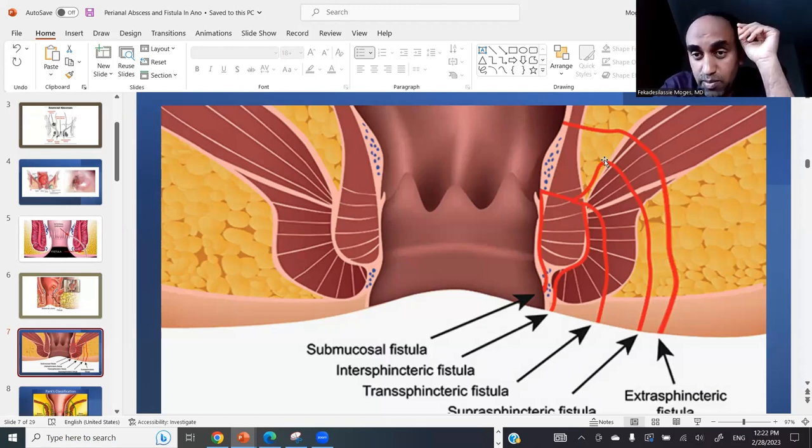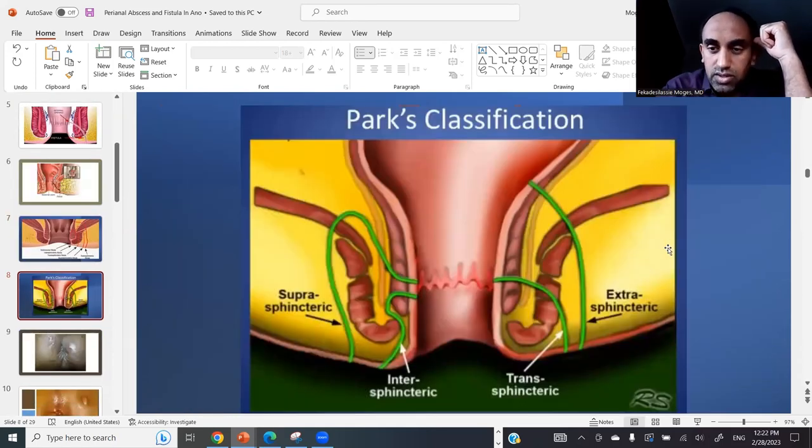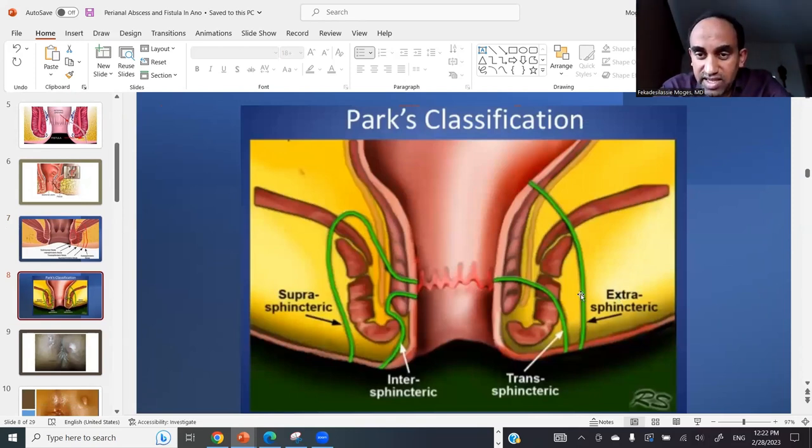If it is going up into the supralevator muscle, levator ani muscle, and traverses the external sphincter mechanism, we call it suprasphincteric. It goes above the sphincter mechanism, okay? So extrasphincteric, like I said, is not as such connected or related with the sphincter mechanism. So that's a deep fistula tract, and the management is going to be very challenging.